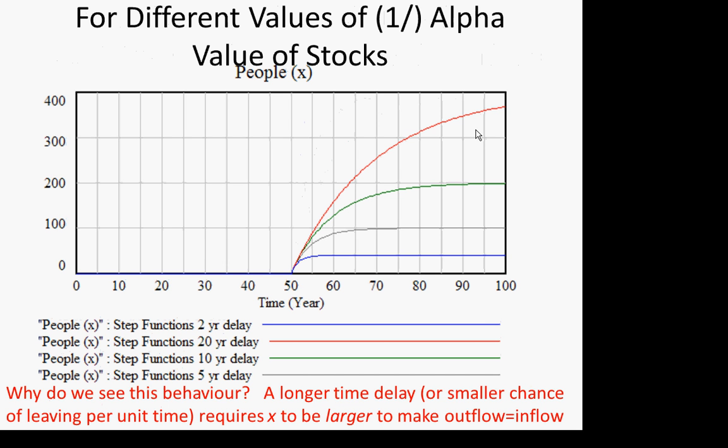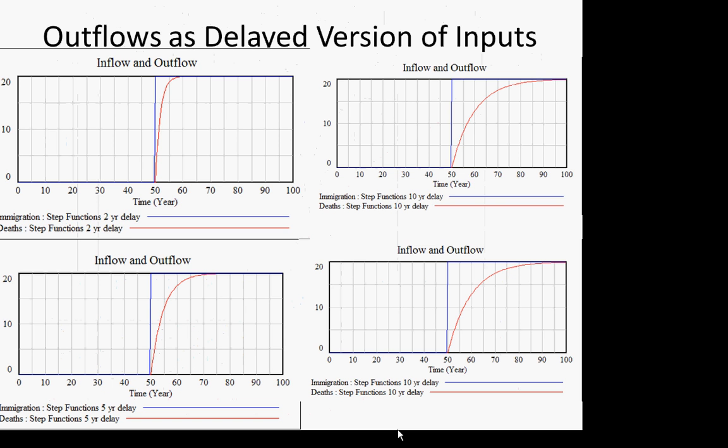The value of the stock rises, and you notice it rises at different speeds. This is with a really long delay. This is with a short delay. Why do we see this? Well, the longer time delay requires X to be larger to make outflow equal inflow, for it to reach equilibrium. Does that make sense? Okay, good. So outflows here we view as delayed versions of inflows. This is one reason we call it first order delay. The output is a delayed version of the input.